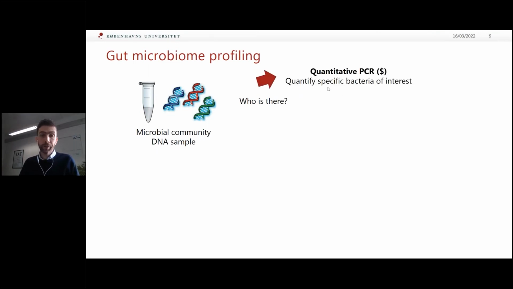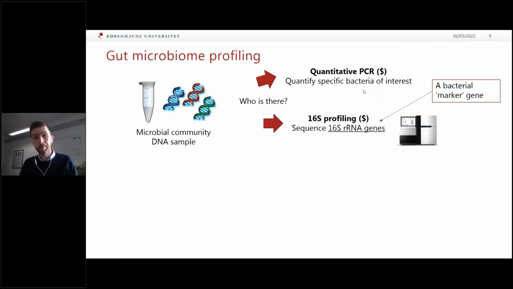So we have different technologies for this. We can do quantitative PCR. This is a very targeted method where we quantify specific bacteria of interest. We could also do 16S profiling, also called 16S rRNA gene sequencing. The idea is basically that we amplify and sequence a specific bacterial marker gene called the 16S gene, which you find in all bacterial species and also archaea. And this marker gene can be used to distinguish between certain types of bacteria.